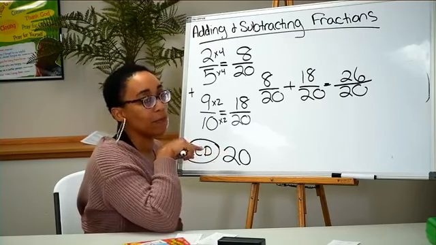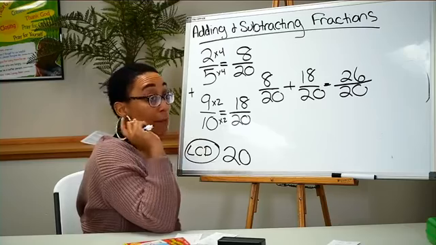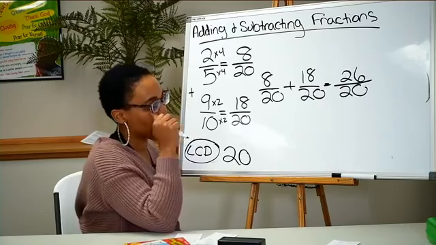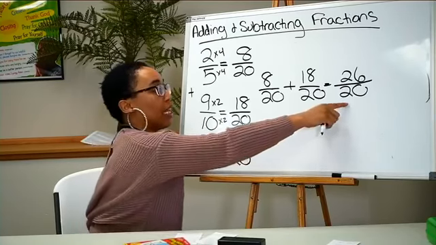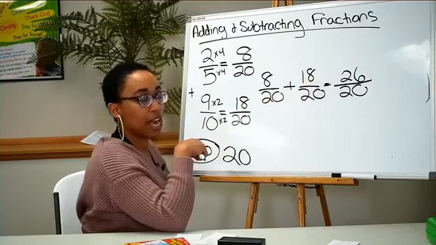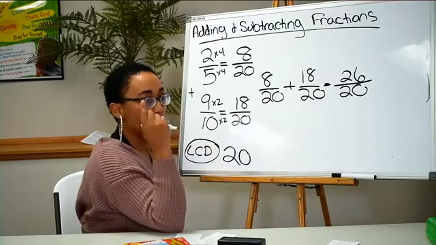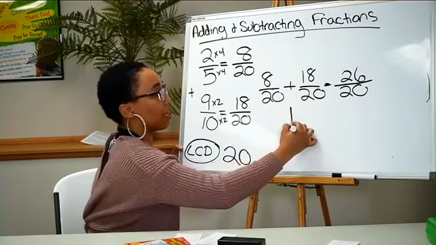So now what do we have? An improper fraction. We have to move it to a proper fraction, so that's what we're going to do first. 20 goes into 26 how many times evenly? Once. I'm just going to write it down here.